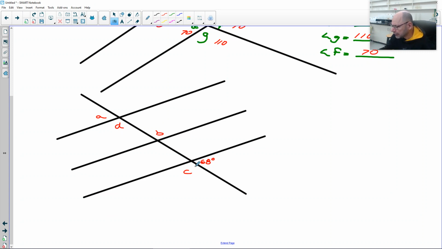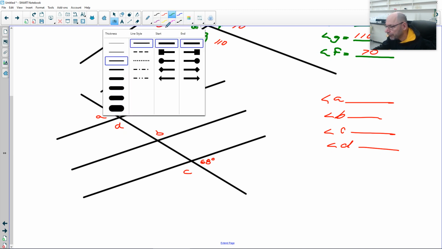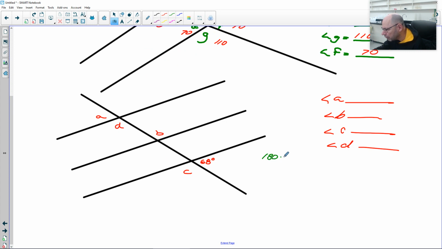So first thing we can do is find angle A, angle B, angle C, and angle D. So these ones, you have to think A, B, C, and D. We've got to start down here. We know that this is a line here, so we can go 180 minus 68. When we do that on our calculator, we get 112. So that's going to be this one.